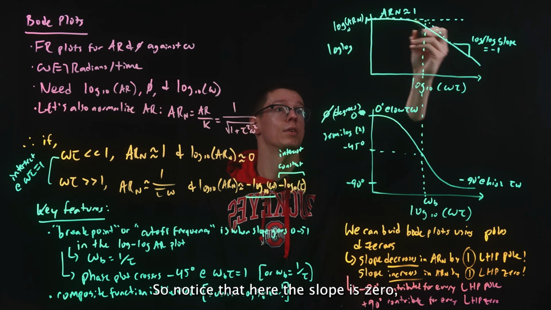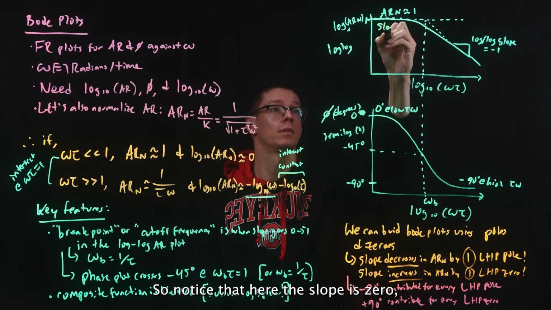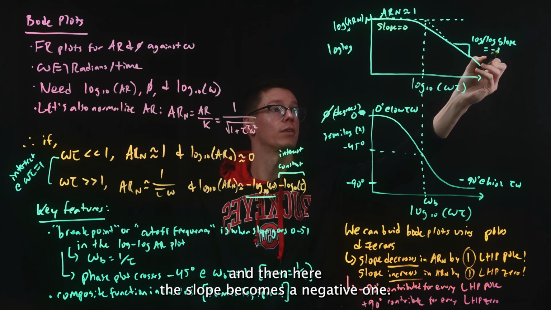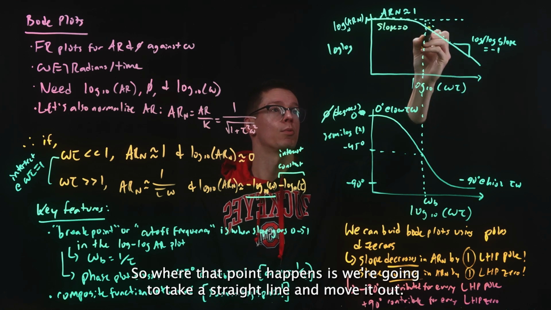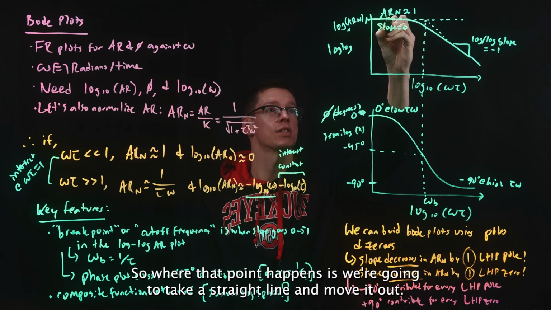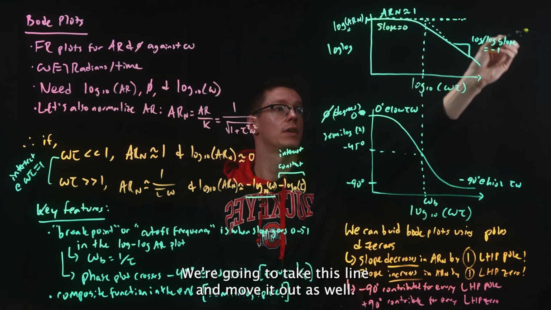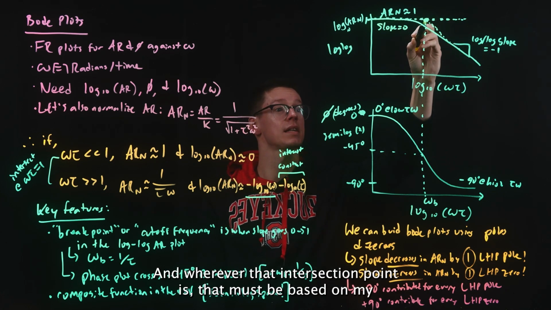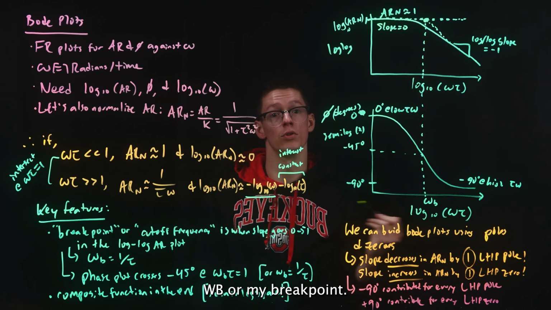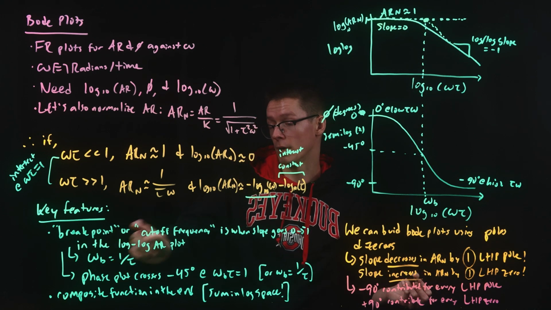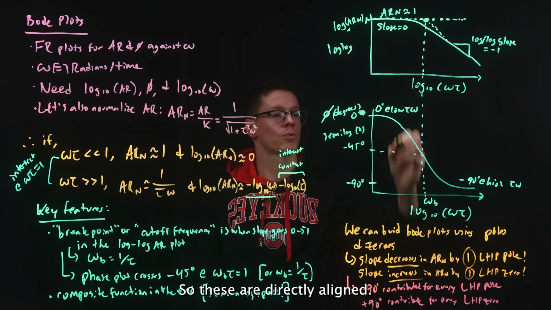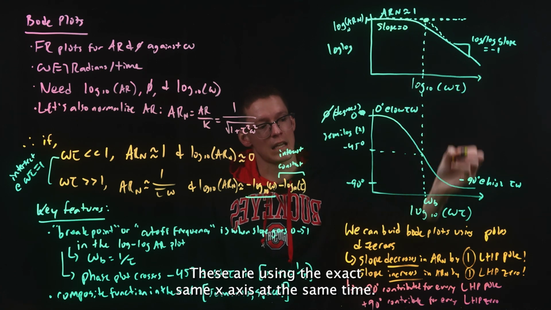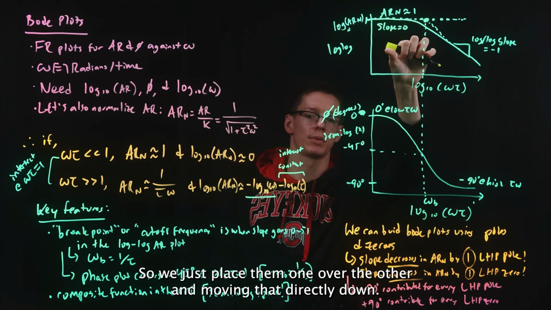So notice that here the slope is 0, and then here the slope becomes -1. Where that point happens, we're going to take a straight line and move it out. We're going to take this line and move it out as well. Wherever that intersection point is, that must be based on my WB, or my breakpoint. So these are directly aligned. These are using the exact same x-axis at the same time, so we just place them one over the other.